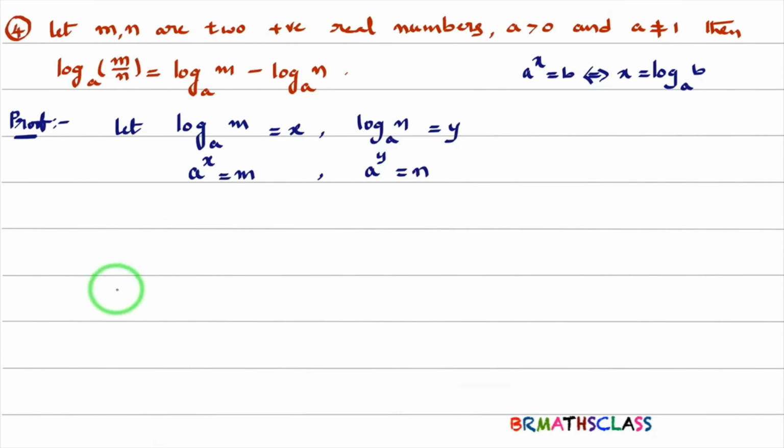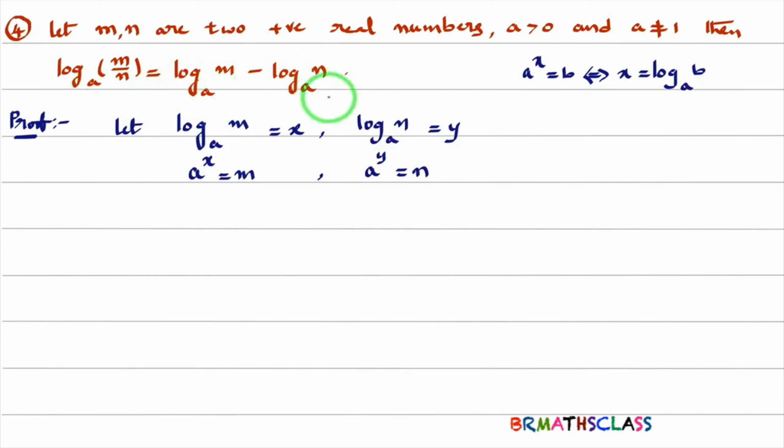Fourth property. It is similar to the third property. You observe, m, n are two positive real numbers, a greater than 0 and a not equal to 1. Then log m by n base a. The third property was log mn base a. What is the fourth property? Log m by n base a is log m base a minus log n base a.